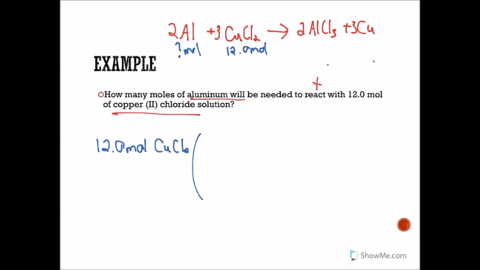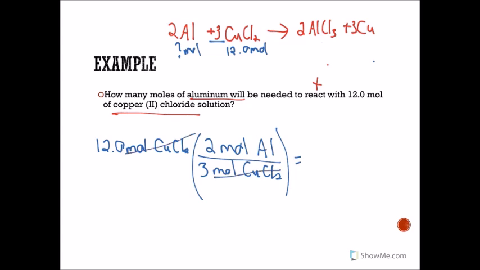We have moles of copper(II) chloride on top, so we need to put moles of copper(II) chloride on the bottom, and we use 3 from our coefficient. Then we're looking for moles of aluminum, so we use our coefficient of 2 that goes on top. Our moles of copper(II) chloride cancel out, and we're left with moles of aluminum. We go 12 times 2 divided by 3, and we get 8. Looks like 3 significant figures here. 8.00 moles of aluminum is our final answer.